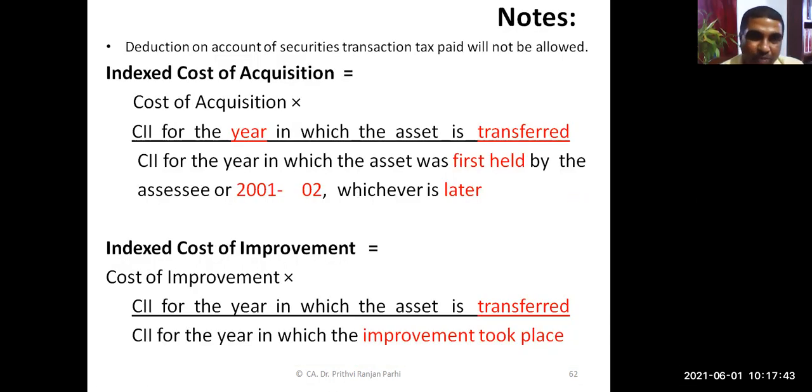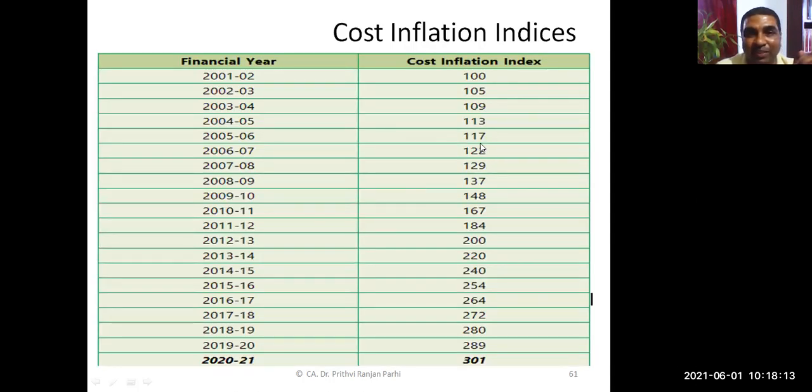Now formula wise, what is the indexed cost of acquisition? Cost of acquisition into CII of the year in which the asset was transferred, divided by CII of the year in which the asset was first held by the assessee, or 2001-02, that number which is 100, whichever is later. Suppose the asset is acquired in the year 2007, you have to take that year's number. If the asset is acquired prior to 2001-02, then you have to take the 2001-02 number, whichever is later. Did you understand this?